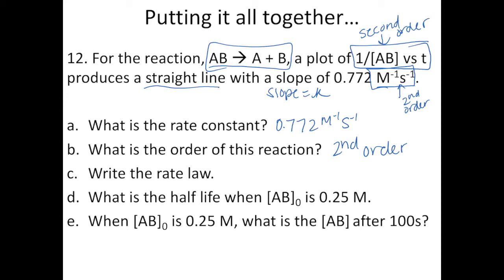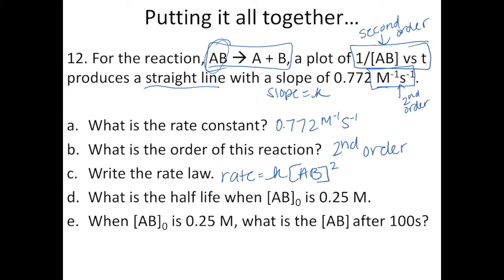Okay, so now I have to write the rate law. The rate law only ever has the reactants in it. The rate law is rate equals K times AB. This is second order, so that has to be 2. I have no other choice.